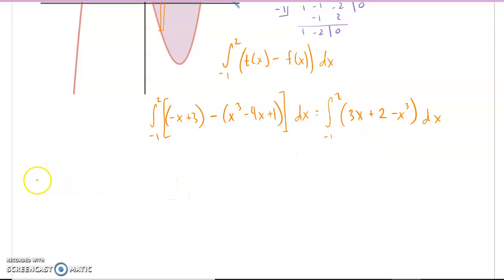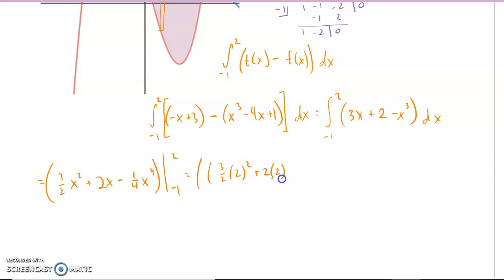So we'll go ahead and integrate. The 3x turns into 3/2 x to the second. The 2 turns into a 2x, and the minus x cubed turns into a 1/4 x to the 4th. We'll evaluate that antiderivative at 2 and at negative 1, subtract the 2, and we're done. So 3/2 times 2 squared plus 2 times 2 minus 1/4 times 2 to the 4th. Don't know why I have 2 parentheses here. I don't think that's necessary.